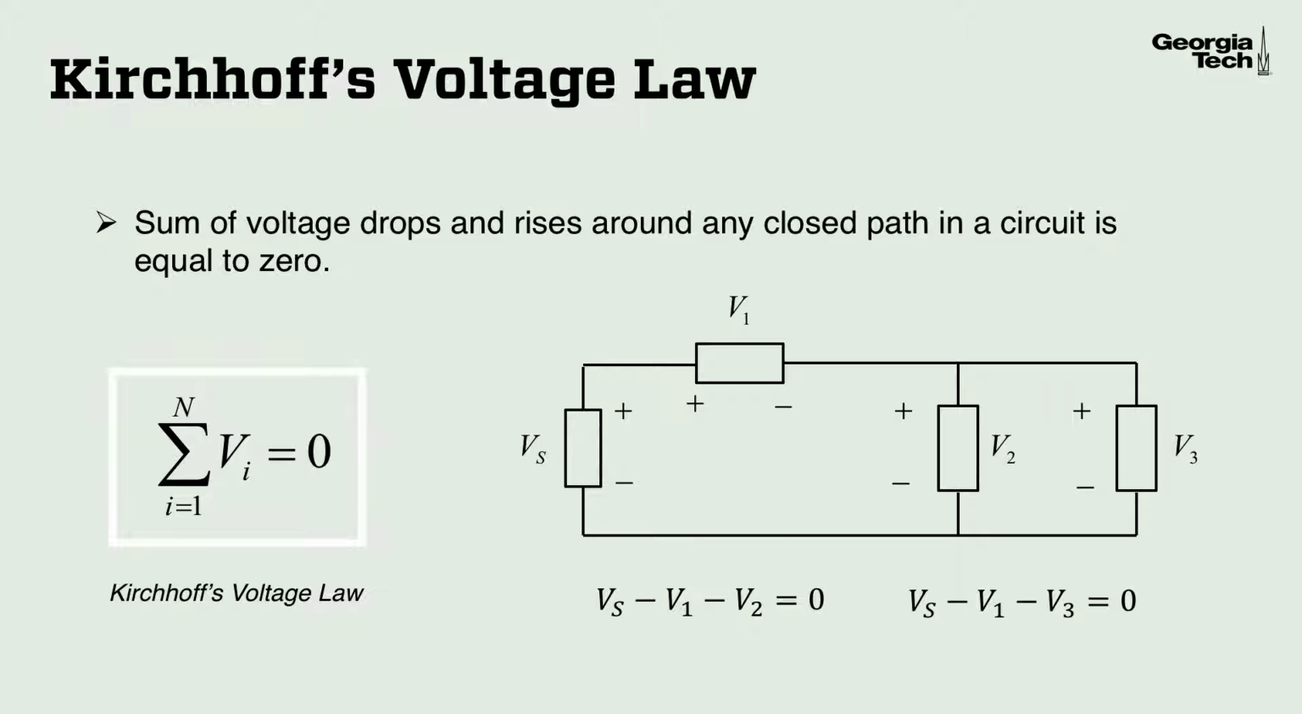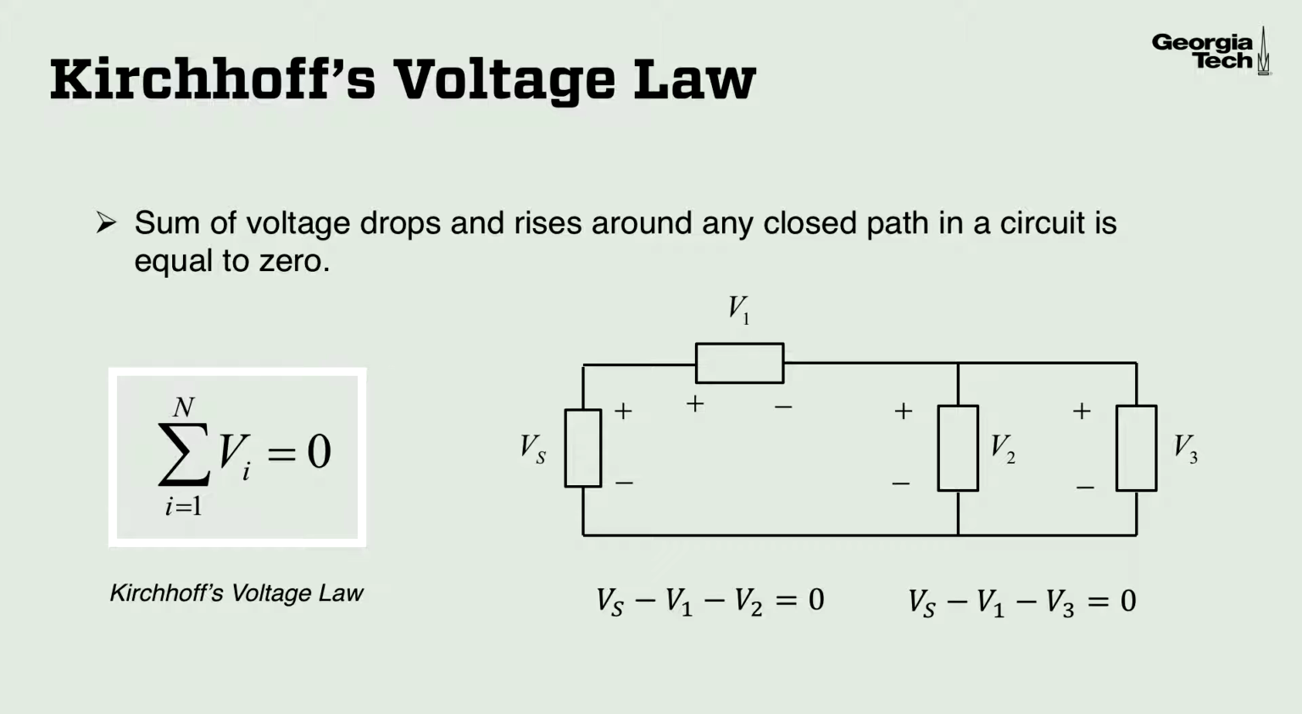Let's start with Kirchhoff's voltage law. Kirchhoff's law says that the sum of voltage drops and rises around any closed path in a circuit is equal to 0. And that can be written in a fairly succinct form here on the left. Let's look at the example circuit on the right, which shows several different closed paths.